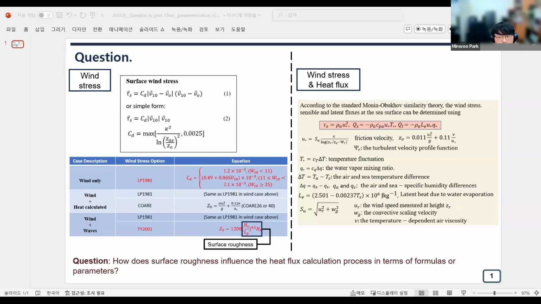Okay. My question is similar to Jim Young's question, but I will ask my question. I want to know how surface roughness created by waves affects wind stress and the drag coefficient. I think that surface roughness likely influences not only wind stress but also heat flux exchange between air and sea. I wonder how surface roughness affects heat flux calculation, either through equations or parameters.